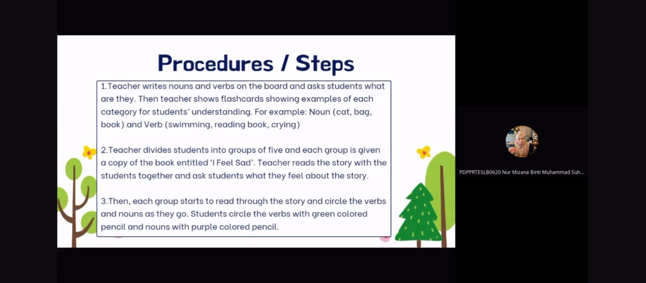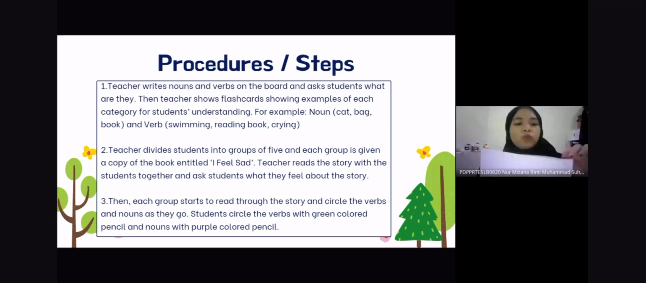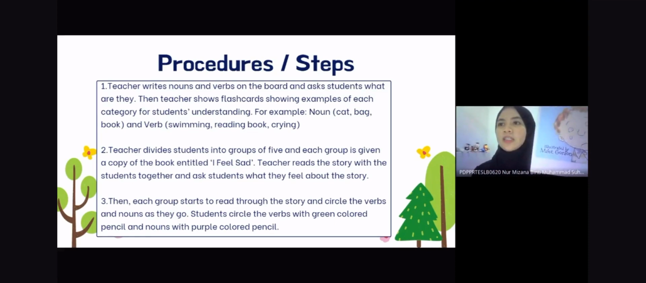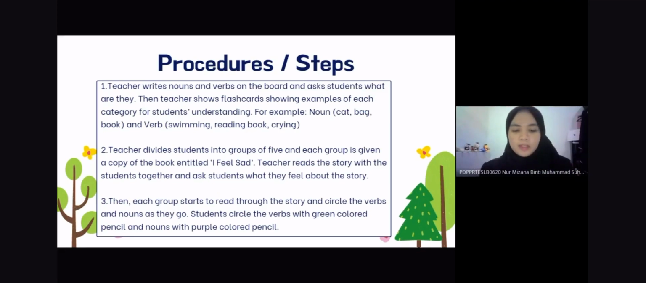Okay, very good. Now everyone, sit down. Now I will give this to every group. Okay, now everyone get this book, right? Let's read this together. Now let's look at this page.